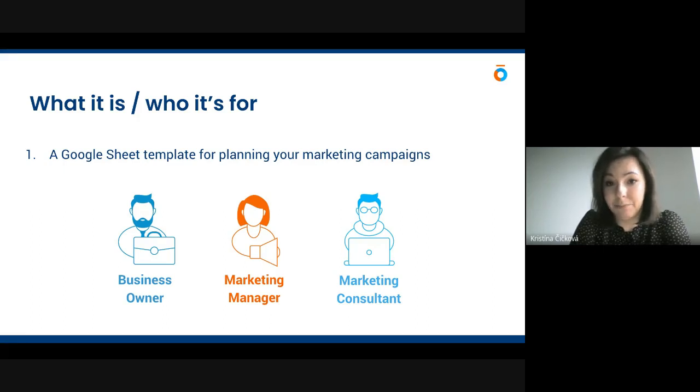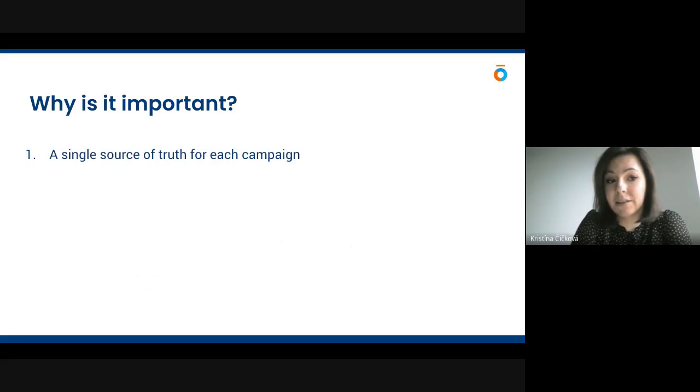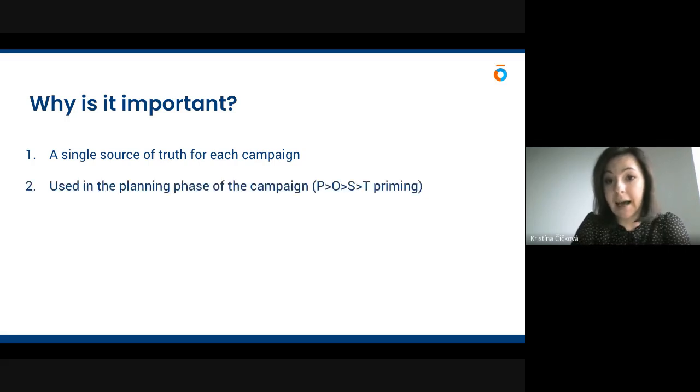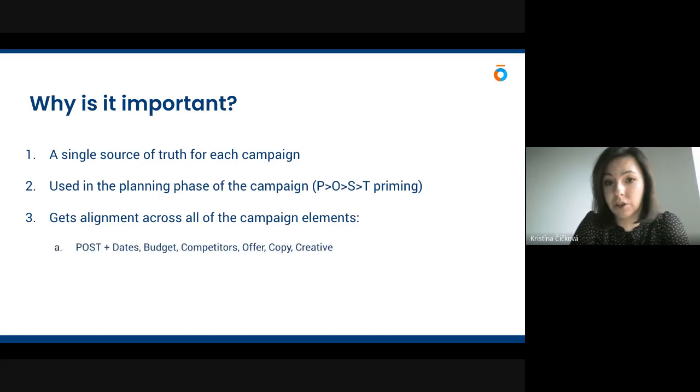Why is the campaign planner important? It's basically a single source of truth for each campaign. You can use it in a way that every member of your team can look at it and confirm all the data on it. It can also be a tool for accountability, because you can assign a person in charge for every tactic you developed in your campaign planner. As I mentioned, it helps you put the POST framework into action, and it helps you align across all the elements of your campaign. So not just the strategy, but also the dates, budget, competitors, offer, copy, creative, and all the team members involved in the campaign planning.